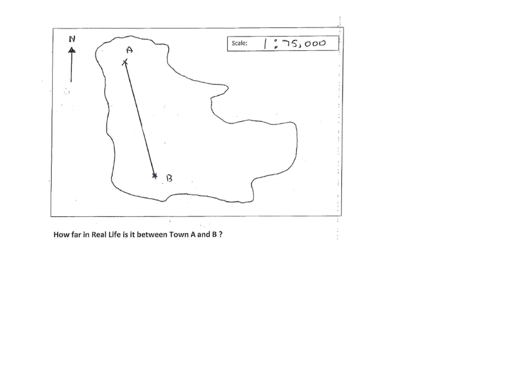Now this is an example of a question that's similar to your topic workbook. We have here a map and we're trying to find how far in real life it is between town A and town B. And you can see there that the scale is for every centimetre, it represents 75,000 centimetres in real life.